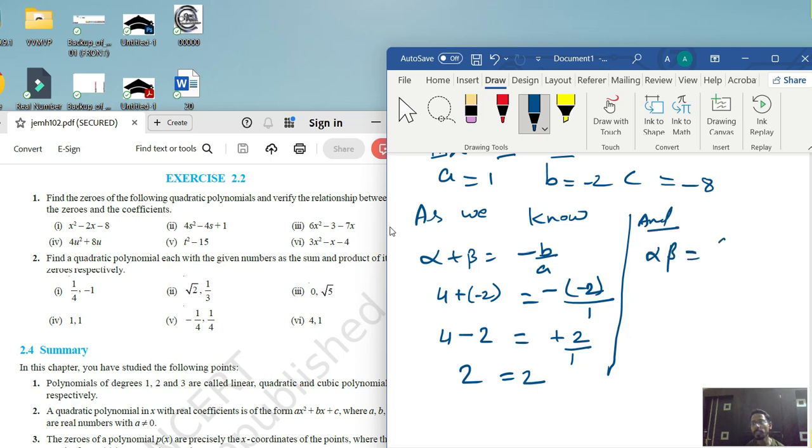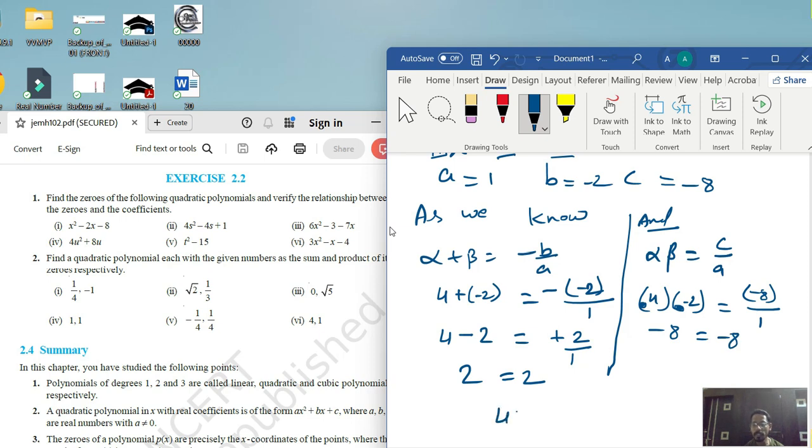Okay, and alpha into beta is equal to c by a. What is the value of alpha and what is the value of beta? That is 4 and minus 2. What is the value of c and what is the value of a? a is 1, c is minus 8. So we can say minus 8. Here minus, here plus. So minus plus minus, 4 twos are 8, and here minus 8.